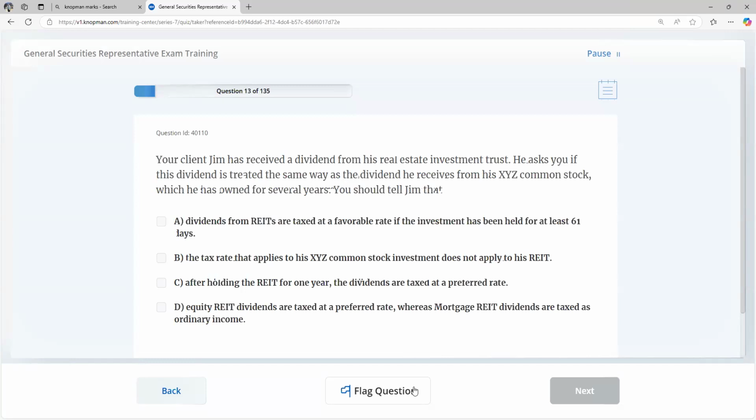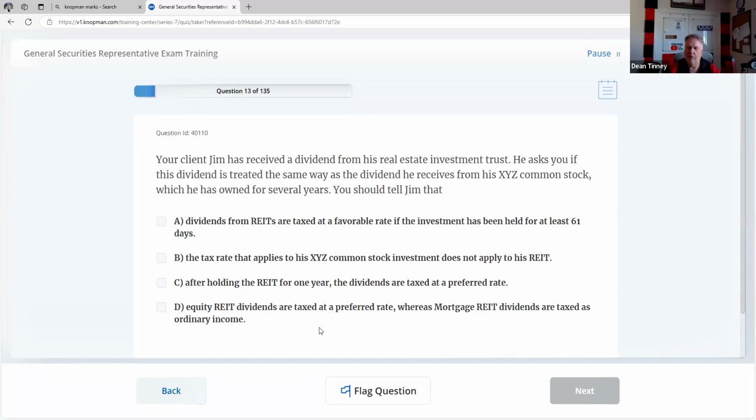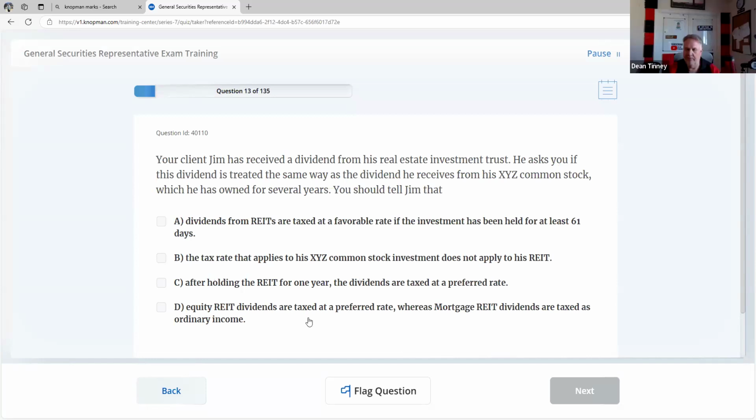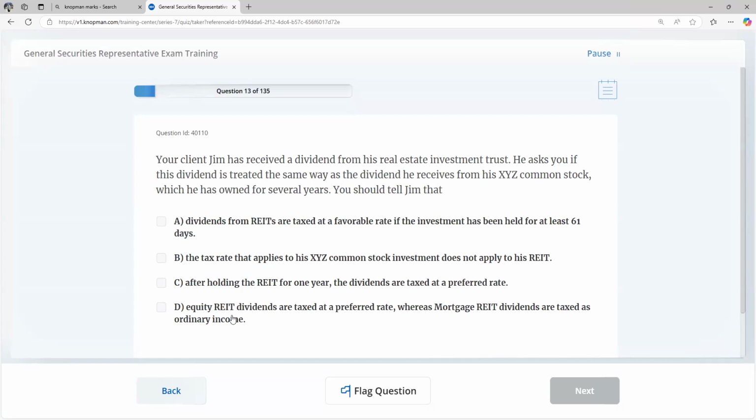A dividend from REITs is taxed at a favorable rate. Isn't there some kind of holding period for a REIT, a year? Well, no. The pivot is that his common stock he's owned for several years. So I think the dividends are taxed at the preferred rate after holding the REIT for 1 year. The tax rate that applies to the common stock investment does not apply to his REIT.